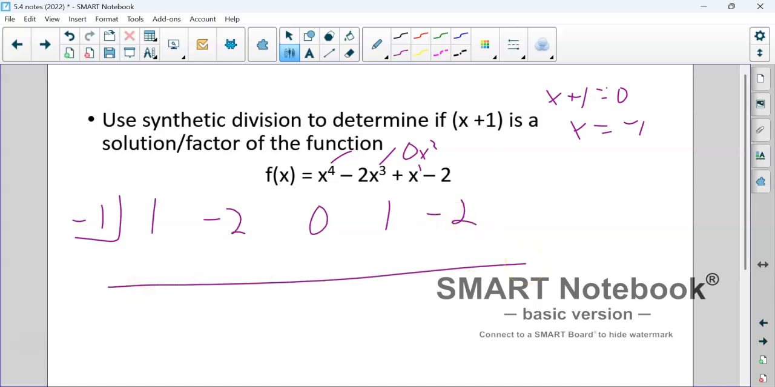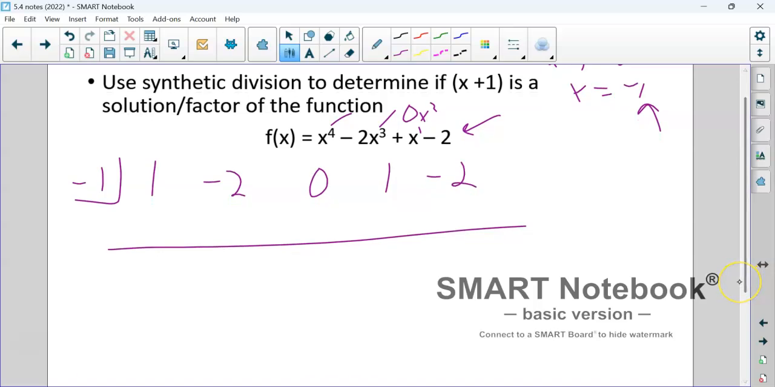And again, there's nothing stopping you from putting this in the calculator and checking the table for this. It's just whether you want to put in the time to make sure you're right. So drop it down, multiply by negative 1. Add straight down, multiply by negative 1. Add straight down, multiply by negative 1. Add straight down, multiply by negative 1, add straight down.